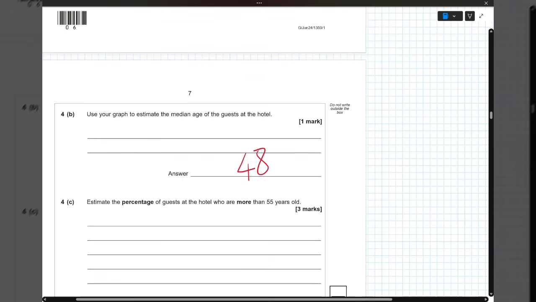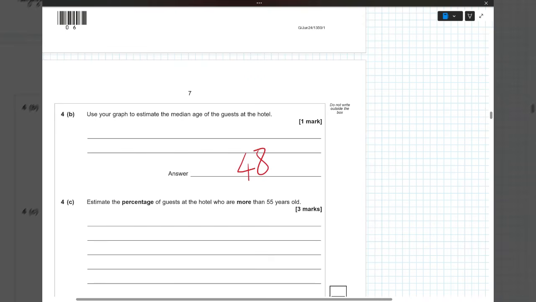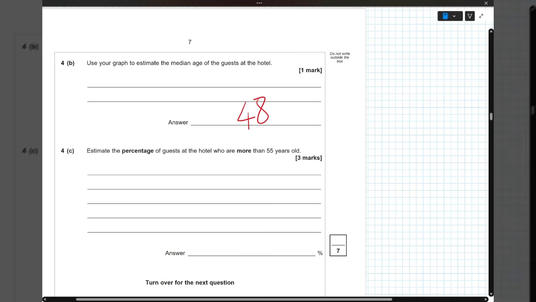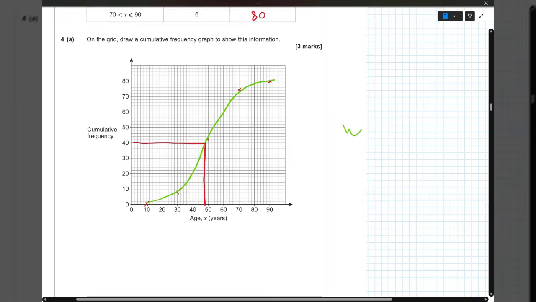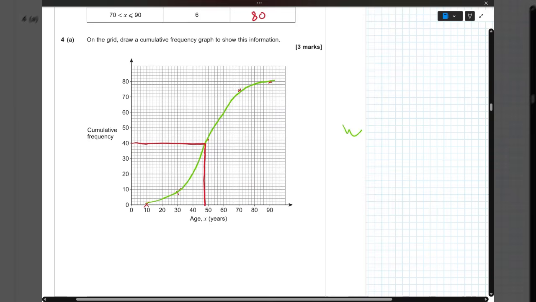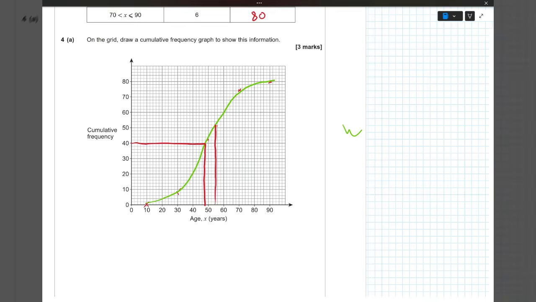And there will be some leeway because everyone's diagram should be slightly different. So it will say something like 47 to 49 or something similar. Estimate the percentage of guests at the hotel who are more than 55 years old. So the first thing we need to know is how many are more than 55 years old. So 55 will be in the middle of this part of the diagram. Good, and that hits a nice line.